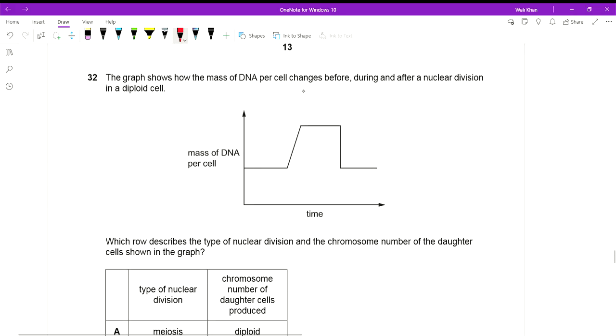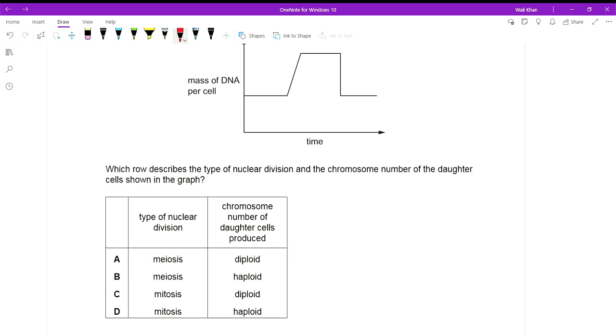Question number 32. The graph shows how the mass of DNA per cell changes before, during, and after a nuclear division. Mass of DNA per cell, time. Which row describes the type of nuclear division and the chromosome number of the daughter cell shown in the graph? So we have to show the daughter cells.